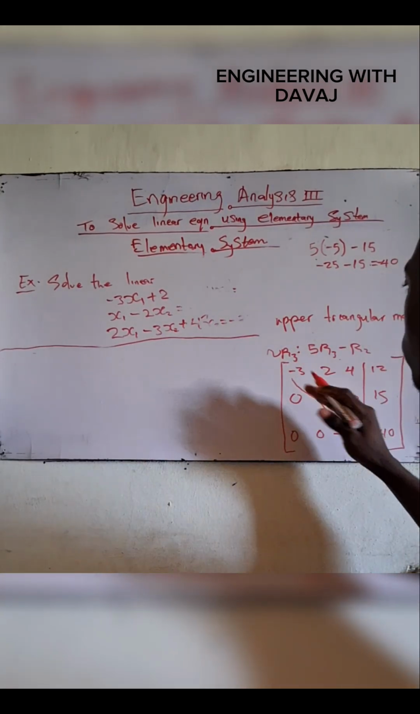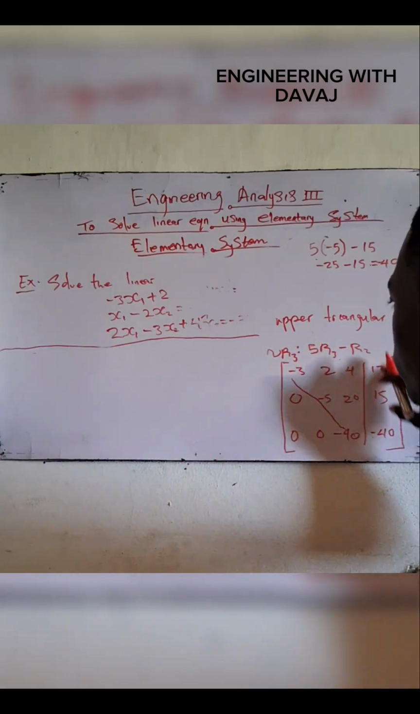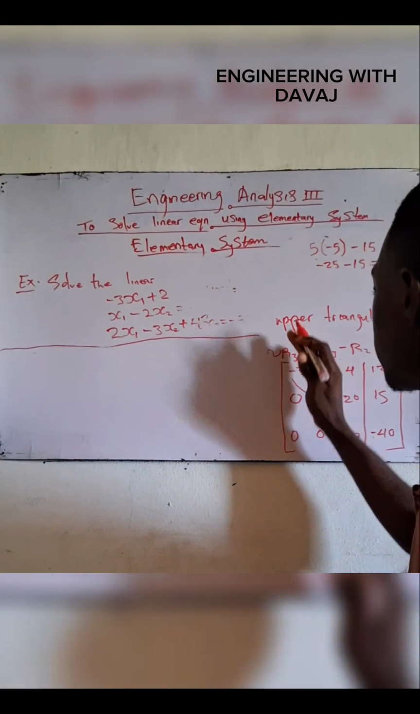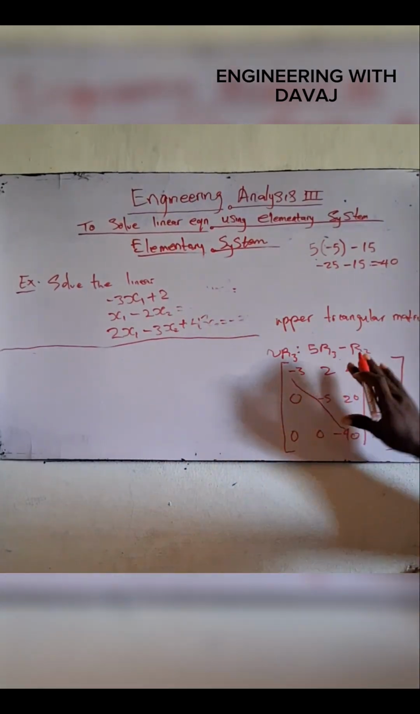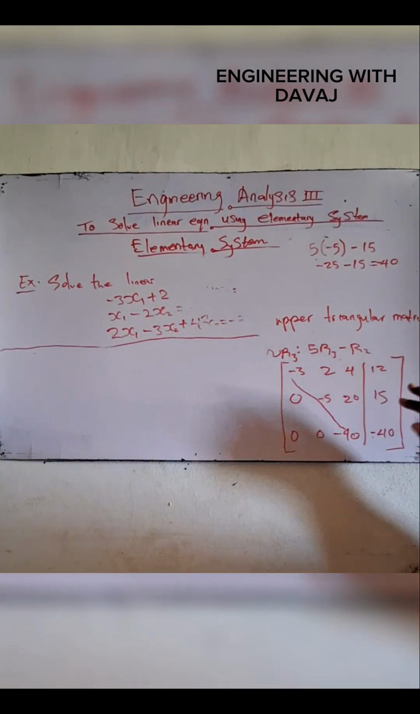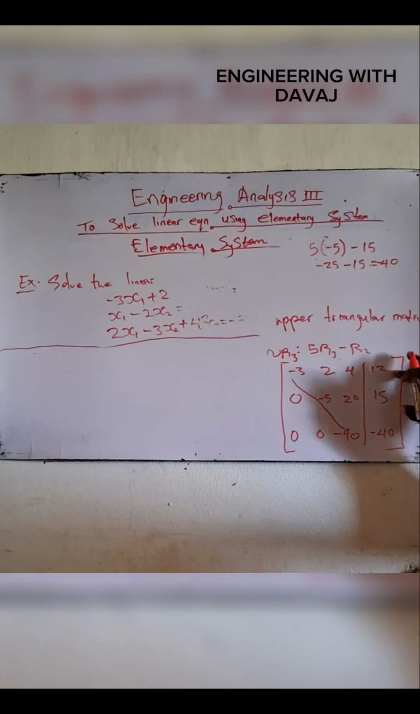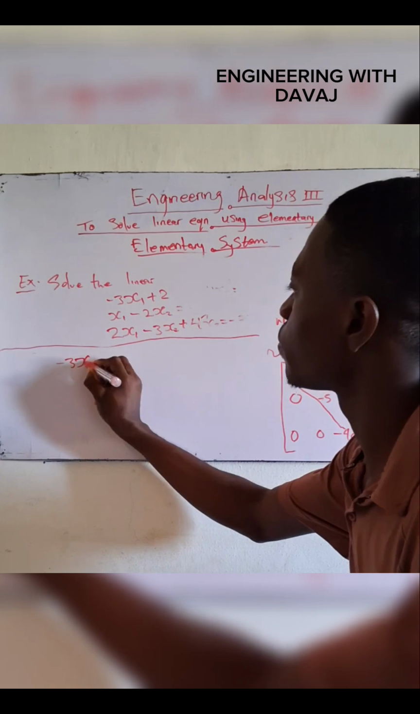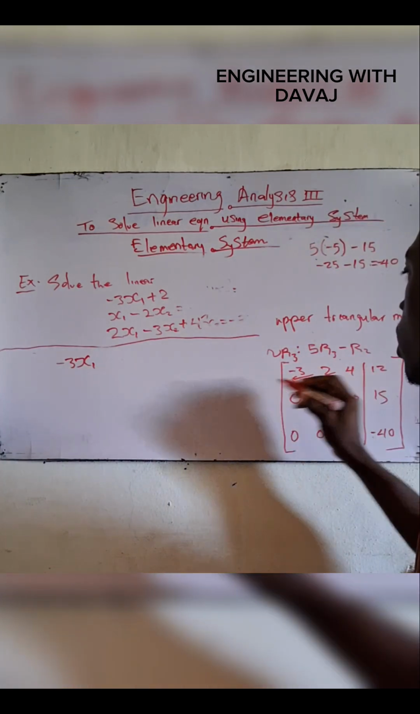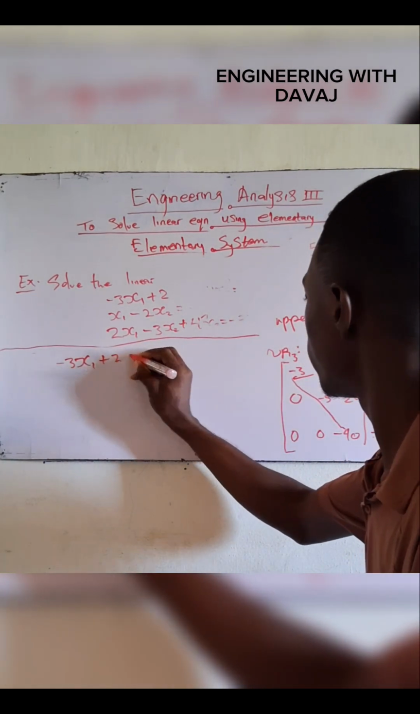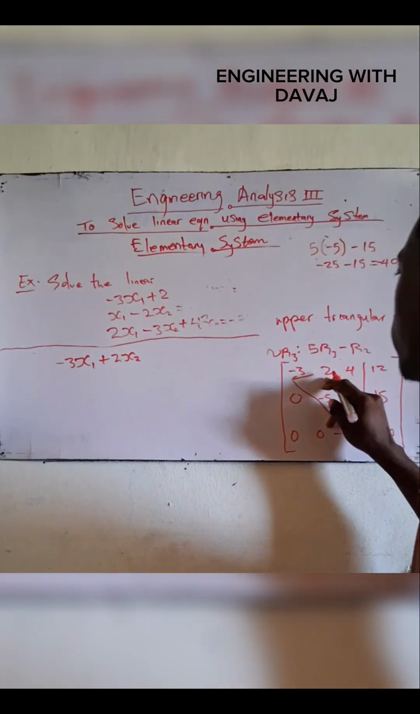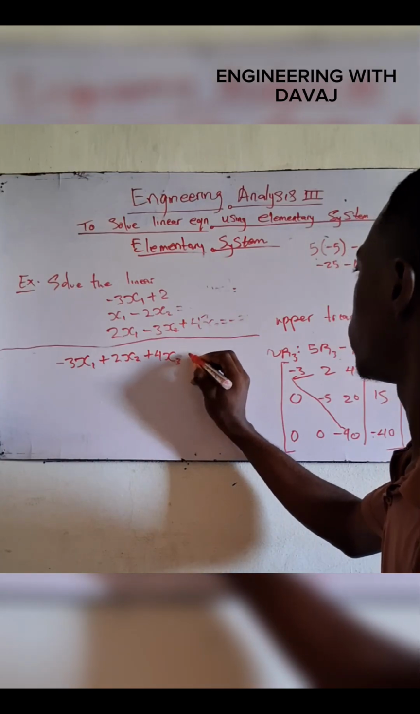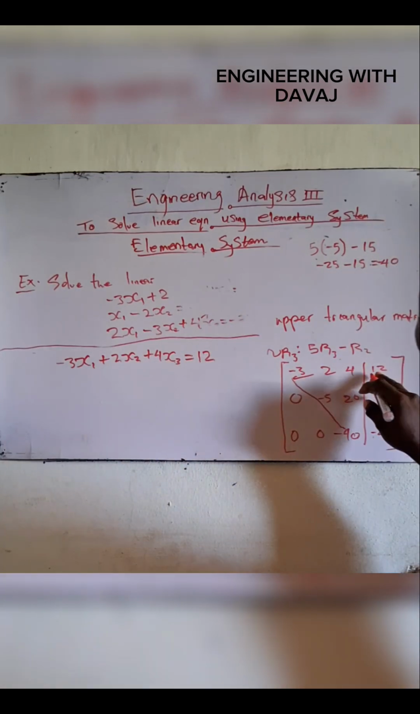So I'm going to be forming new equations with this, and I'm going to solve it, and that is all. So I have this, I have minus 3. Remember, this side is x1, this is x2, and this is x3, and this is my output vector matrix, which is 12, 15, and 40. So I'm going to write minus 3x1 plus 2x2 plus 4x3 equals 12.